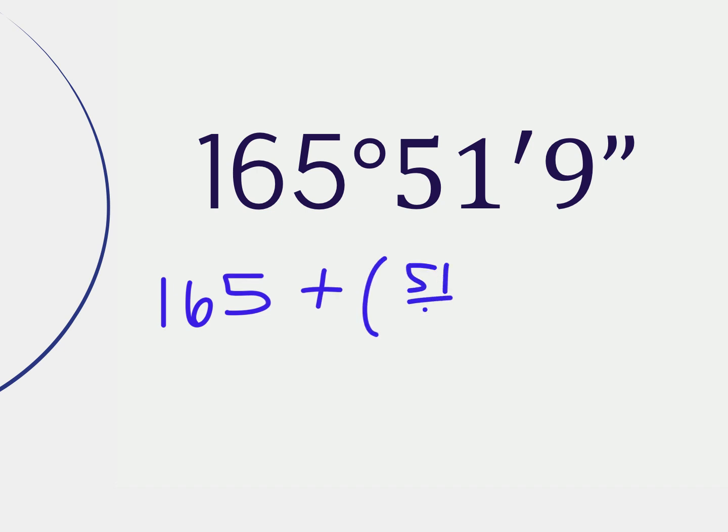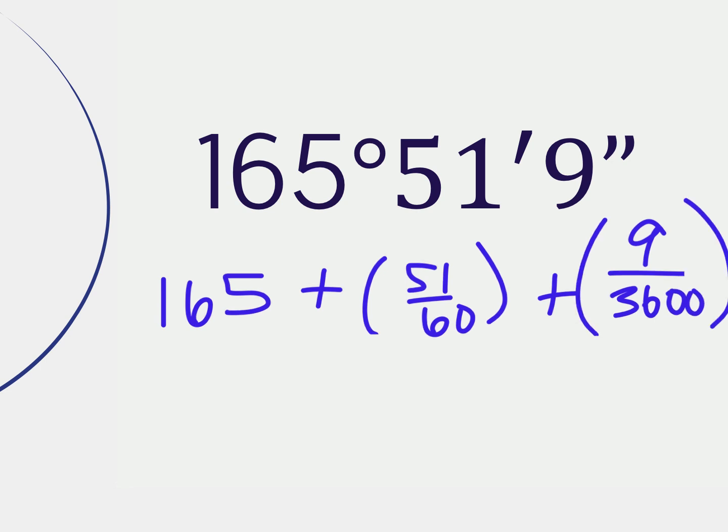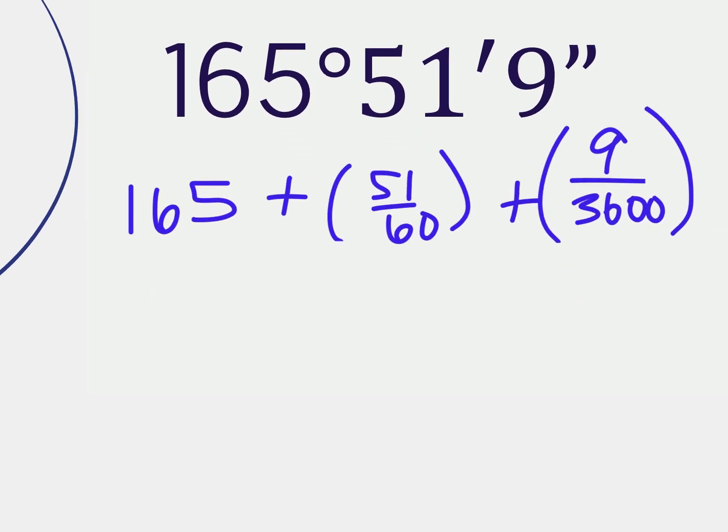51 over 60, perfect. Plus 9 over 3,600, wonderful. So you missed this on the quiz. It's just because you didn't practice it enough. You guys should do 3 of these every night, not 74 the morning of the quiz. You should do 2 or 3 of these and then just be like, oh, okay, I remember how to do it. I'm good. So do this in your calculator. What's 165 plus 51 divided by 60 plus 9 divided by 3,600?